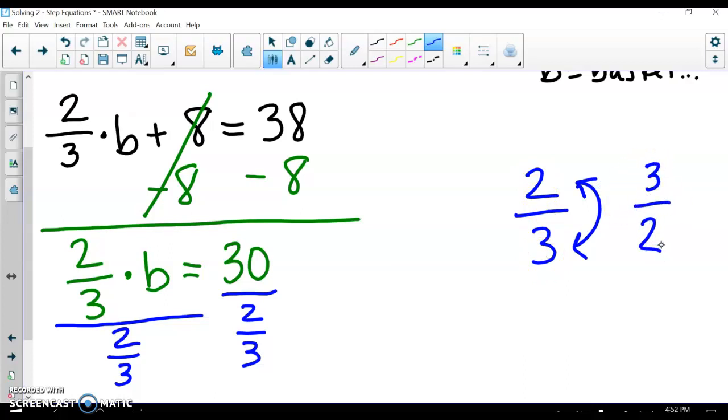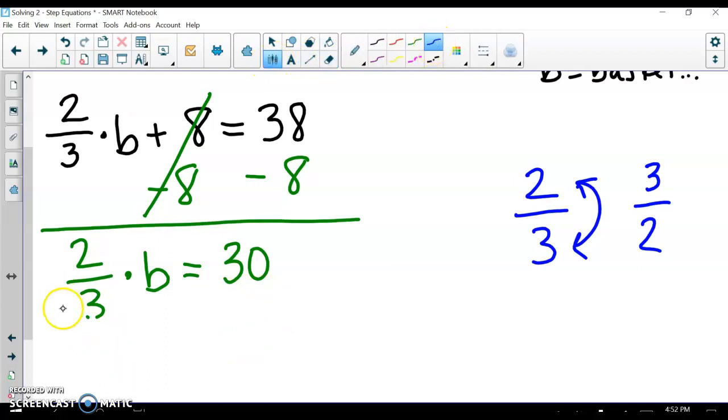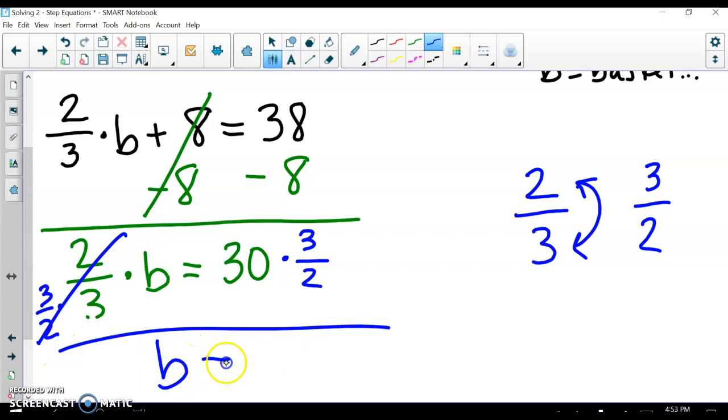So instead of dividing by 2/3 in this case, we are going to multiply by its reciprocal. So we are going to multiply by 3/2. All right, so 3/2 times 2/3 gives us 1, because 3 times 2 is 6, 2 times 3 is 6, 6 divided by 6 is 1. So we get B is equal to 30 times 3 is 90, divided by 2 gives us 45.